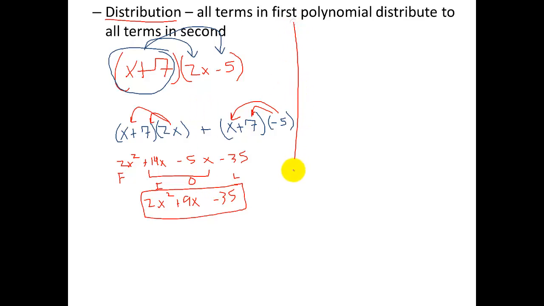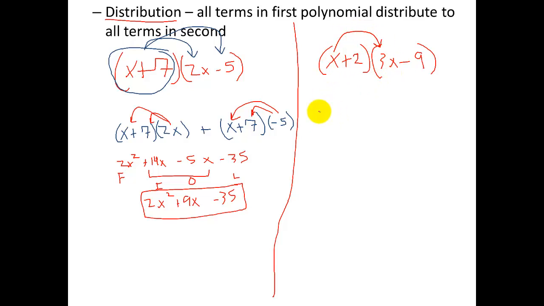Now, I've shown why it works in that example. Let me do one more quickly here. (x + 2)(3x - 9). When you actually do this distribution method, you don't rewrite it like this. You take this arrow and you go here, and x times 3x is 3x squared. Then you take this arrow and go here, x times negative 9 is negative 9x. Then you take this arrow and go here, plus 6x. Then you take this arrow and go here, and you do minus 18.